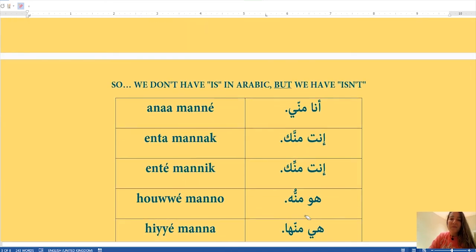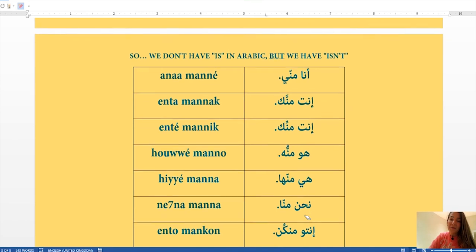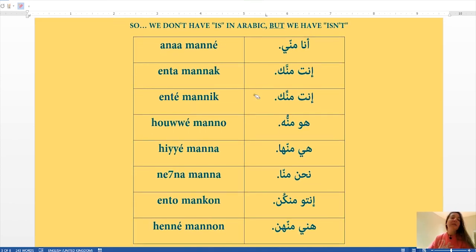Now, we have a full table of conjugation of I am not, you are not, he is not, she is not. I will quickly read through this and I will ask you guys to rewrite it in the comment box, either in Arabic or with Latin letters. I will start by reading the Latin letters. Anna manni, I am not. Inta mannak. You see here, this is the ending that we are adding. Let me repeat. Anna manni, inta mannak, inte mannik. You are not, feminine. Huwe mannu, he is not. Huwe mannu. هي منا, she is not. نحنا منا, we are not.